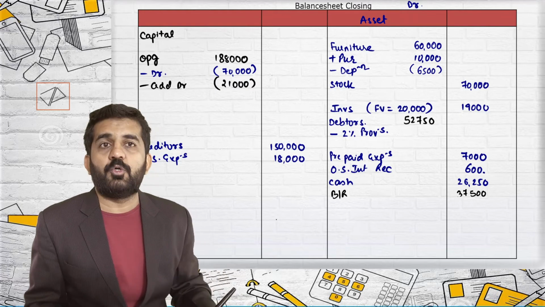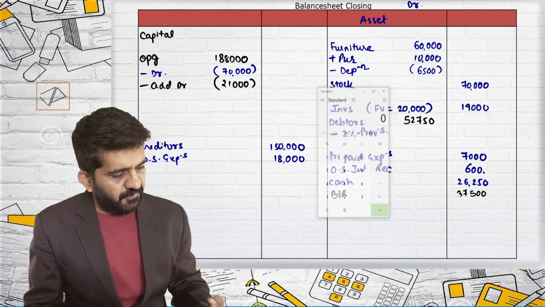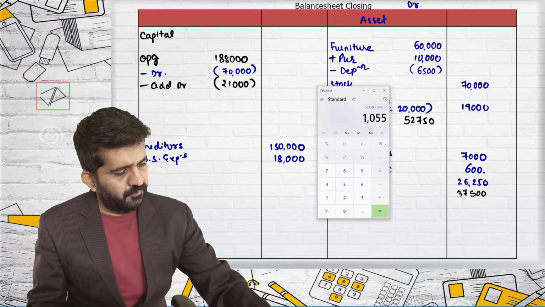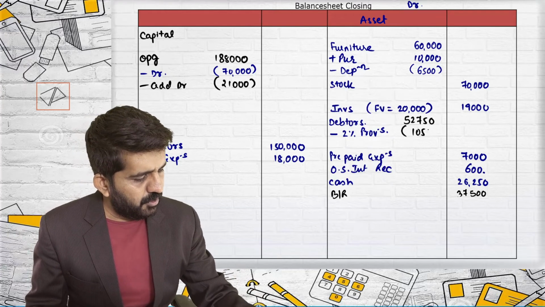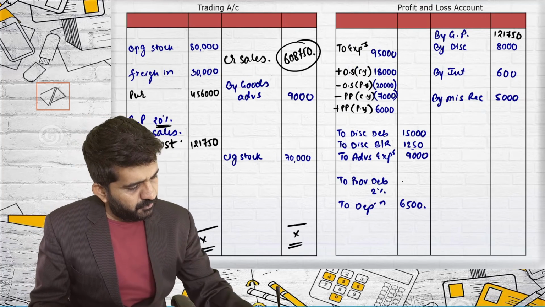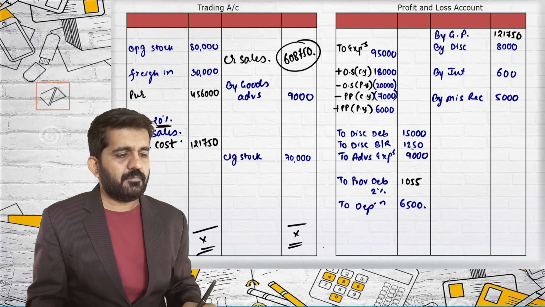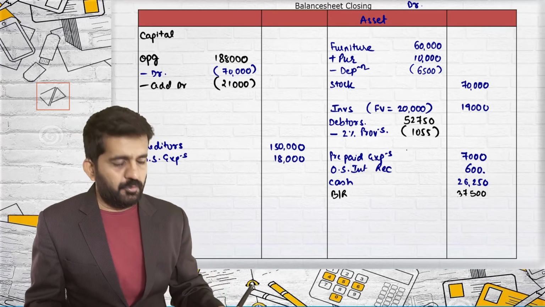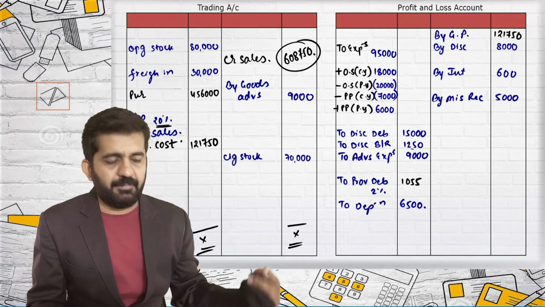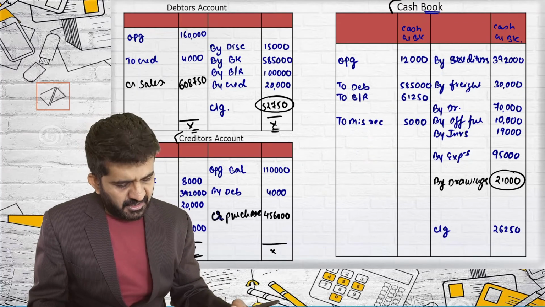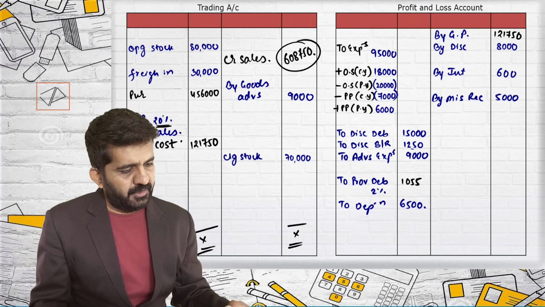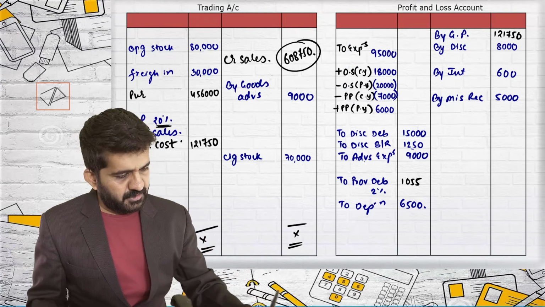52,750. I need to provide 2% provision. On 52,750, I'll be providing 2%, which is 1055. 1055 will be my provision for debtors. Second effect, P&L account debit side, 1055. 2% provision is already done. All right, my trading account is tallied. Profit and loss account is pending. I'll be getting NP and transferring it to capital. In the closing balance sheet, except that, all accounts should be already tallied. All right, so I can go towards that process.